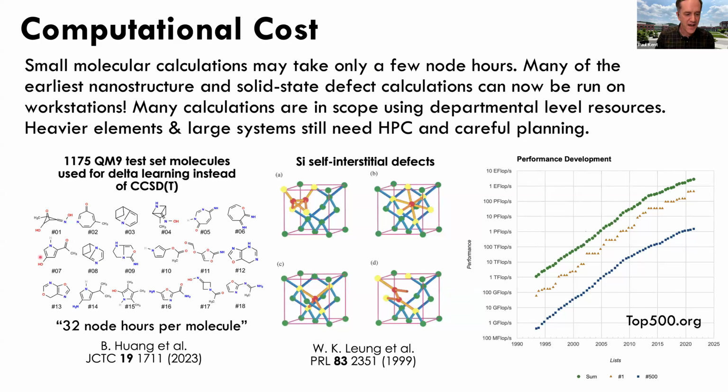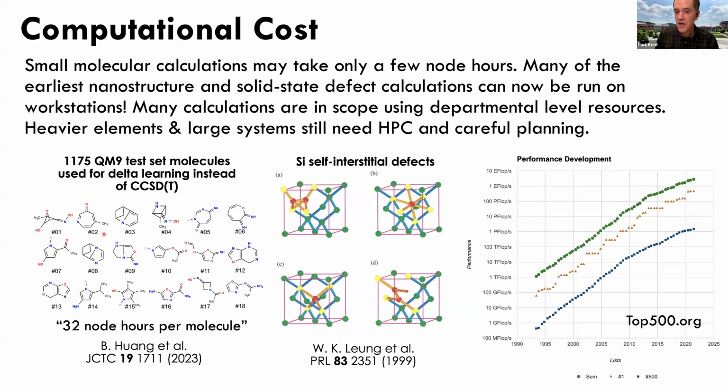And as an example of that, I'm showing here the study from Huang and co-workers in JCTC in 2023. And they did diffusion Monte Carlo calculations for over 1,000 molecules from the QM9 test set. And you can see some of the molecules that they ran here. So these are relatively small organics, but they're much larger than dimers, right? There are 1 or 2 ring structures in many of the molecules in this set.